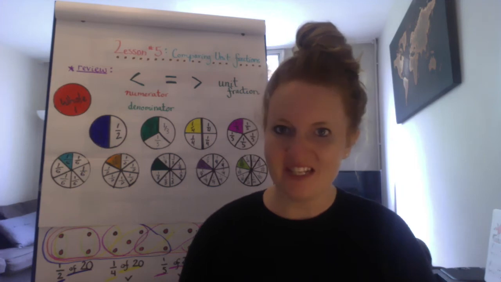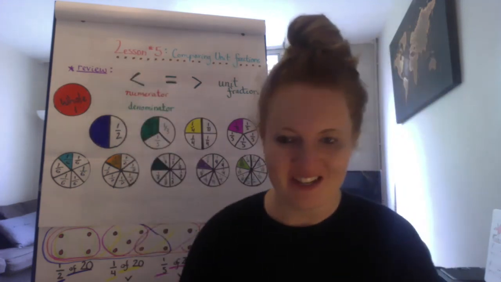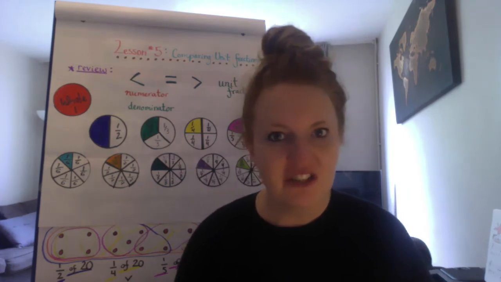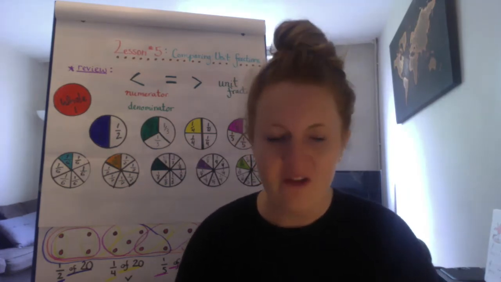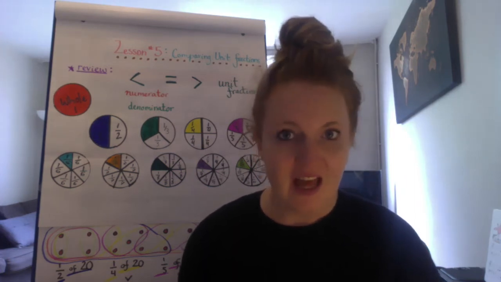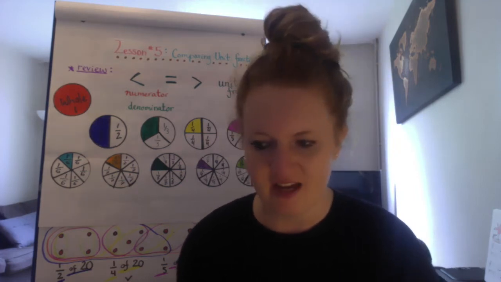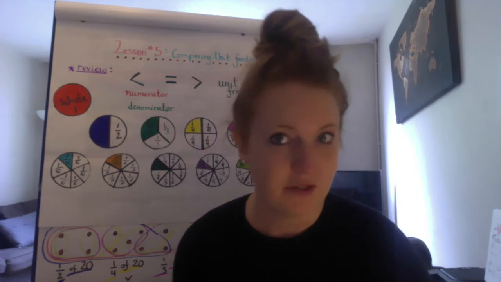Today, I'm going to be teaching you Lesson 5 on comparing unit fractions. Now, I actually want to start today's lesson off by telling you a bit of a fun fact and a fun story. So actually, there once was a well-known restaurant, and they made a burger called a quarter pounder.